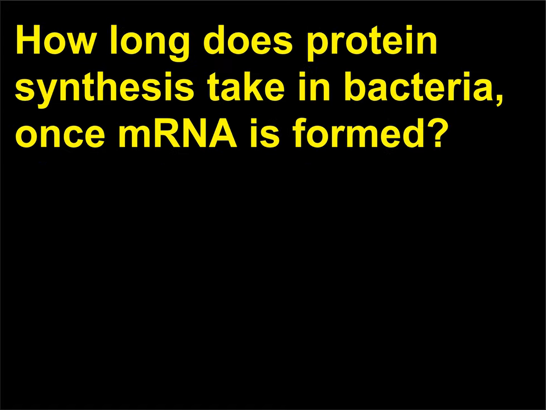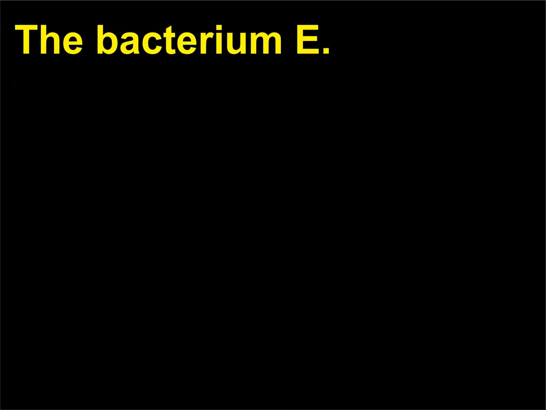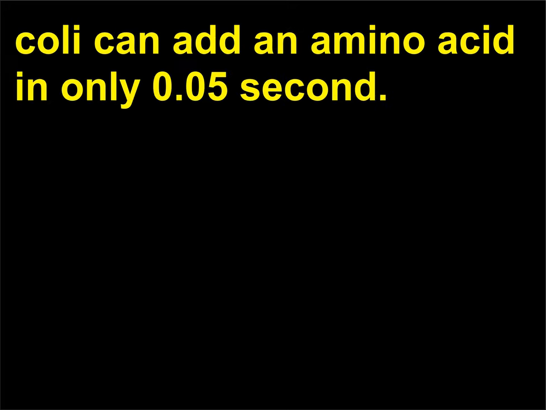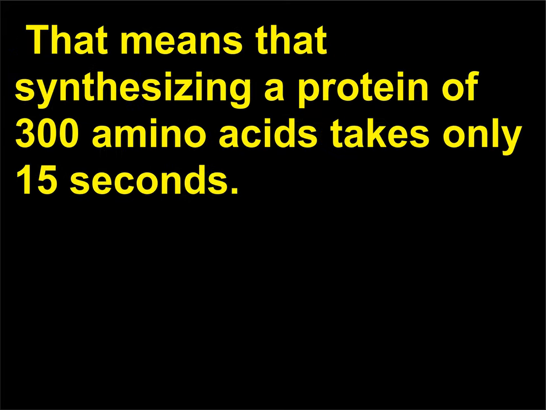How long does protein synthesis take in bacteria, once mRNA is formed? The bacteria E. coli can add an amino acid in only 0.05 seconds. That means that synthesizing a protein of 300 amino acids takes only 15 seconds.